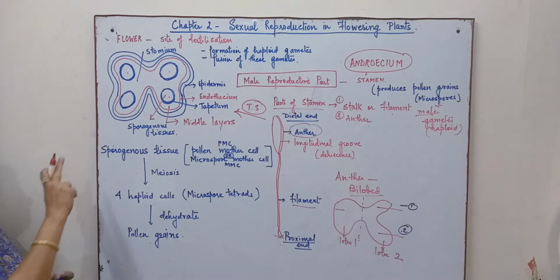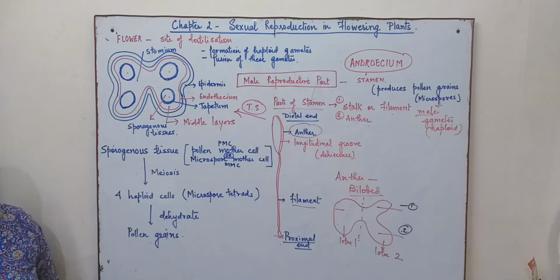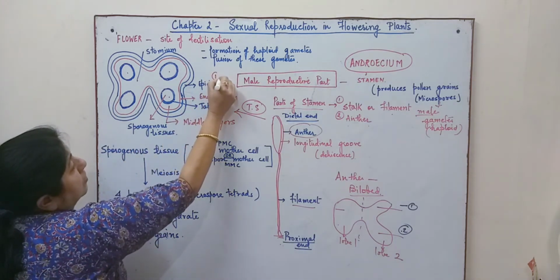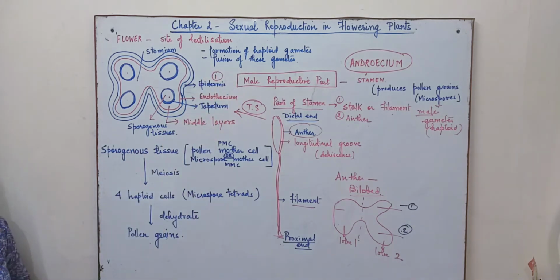Now when the transverse section is seen, it consists of 3 layers. The 3 layers are, first let us talk about the epidermis. This is the outermost layer. This epidermis is protective in nature. This epidermis is the outermost layer and is protective.